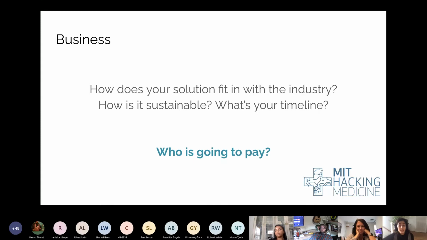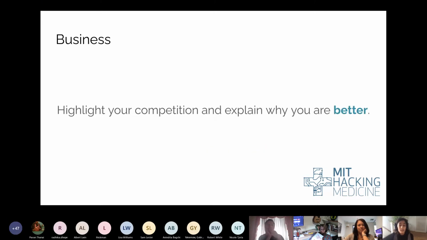One question that usually ends up coming up from the judges is who exactly is going to pay? Is it going to be the end users? Is it going to be insurance companies? Is it going to be hospitals? For whoever you do identify as paying, you also want to make sure that it's something that's reasonable and something that they will probably end up wanting to pay for, that they have a real need for, especially if they're not the end user of the product.